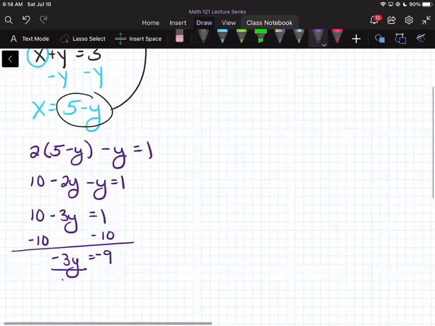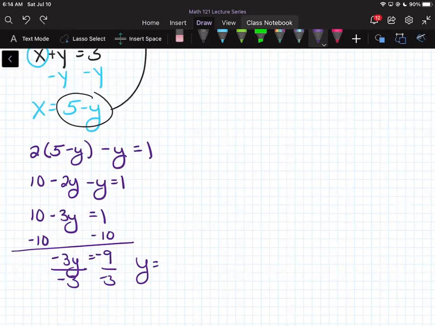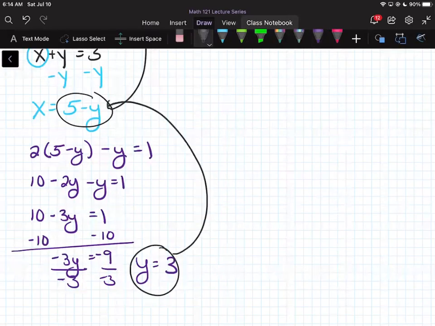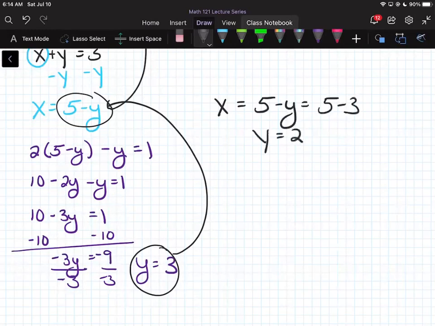dividing by negative 3, I get y equals positive 3, because a negative divided by a negative is a positive. Now I take that value for y and I substitute it into what I solved for x. x equals 5 minus y, or 5 minus 3, and so x equals 2.